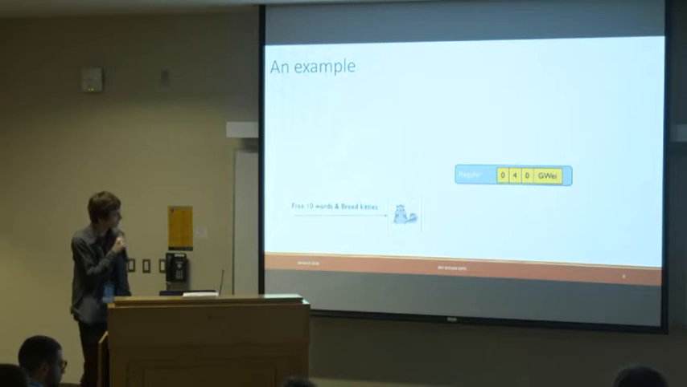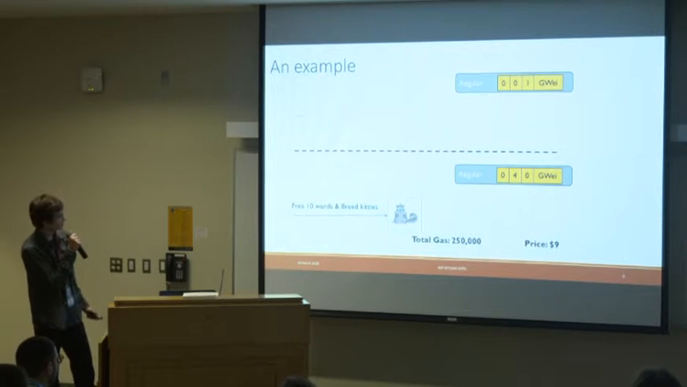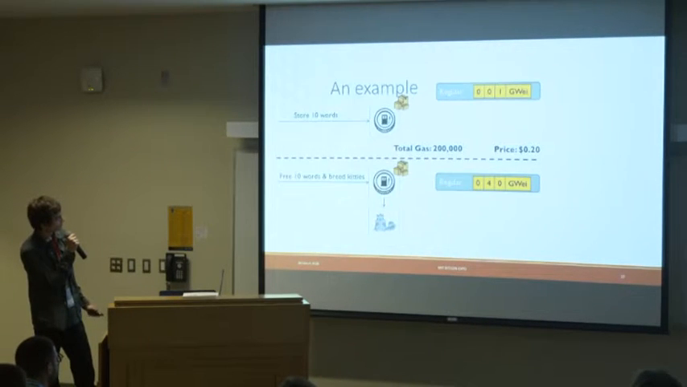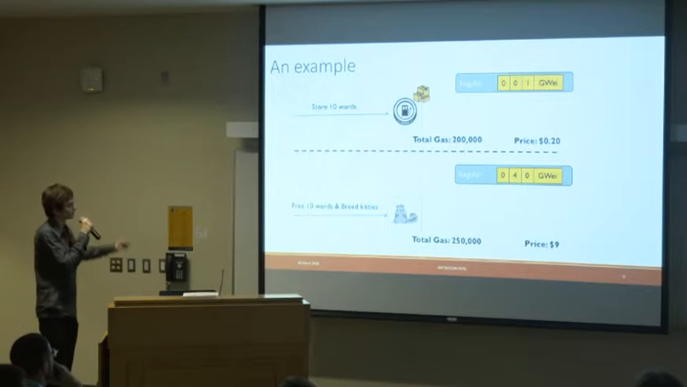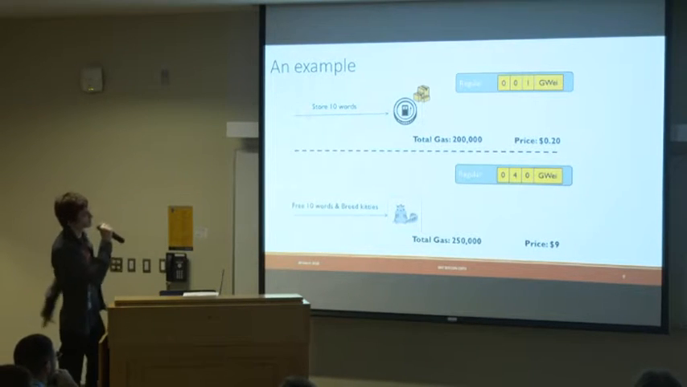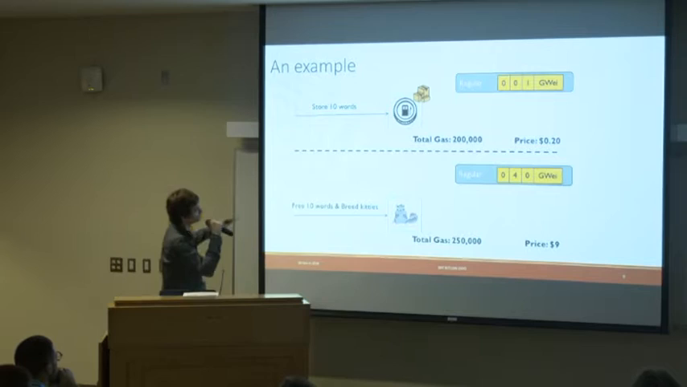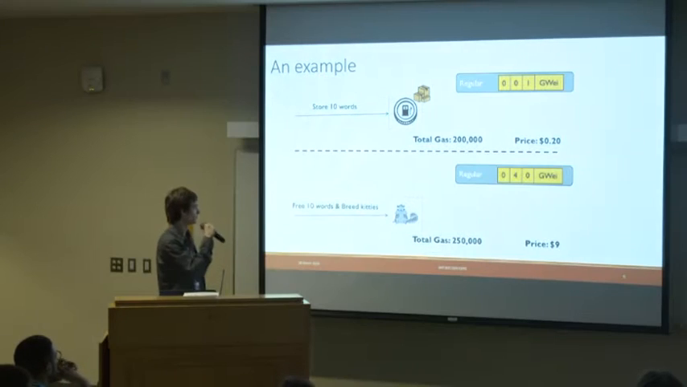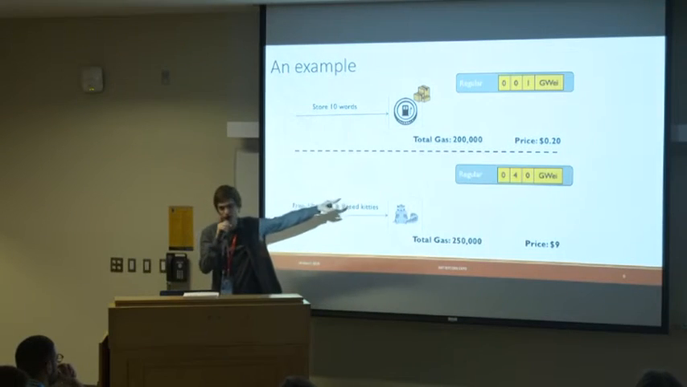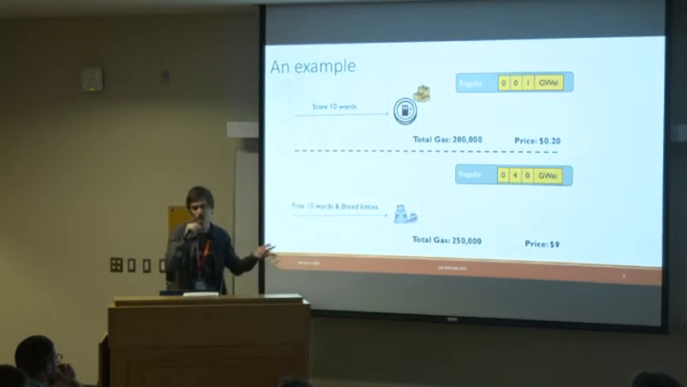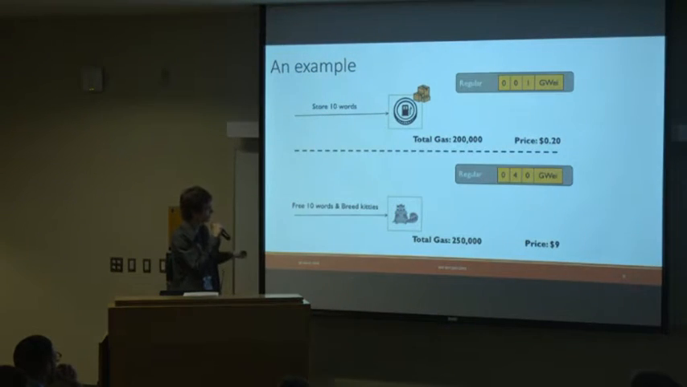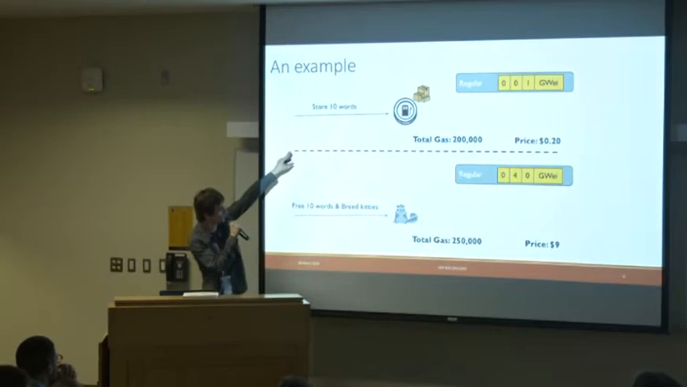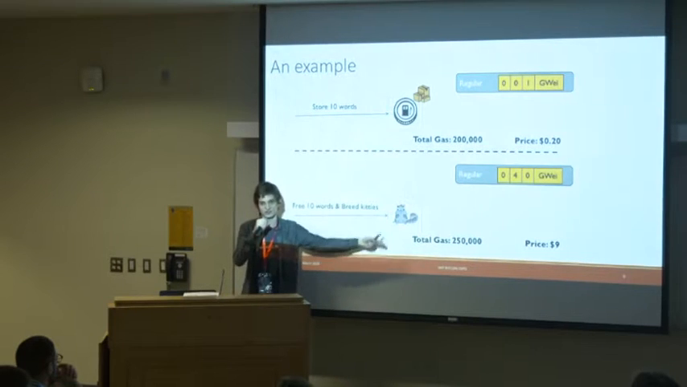So an example. So this animation got messed up. When gas is low, let's say the regular gas price on ETH Gas Station is 1 gwei, you store 10 words of storage, which costs you 200,000 gas, and let's say around 20 cents. When gas is high, let's say 40 gwei, or you want to do a juicy transaction to buy into an ICO or front run someone, you free those 10 words you stored earlier and also do whatever else you wanted, like let's say breed your kitty.